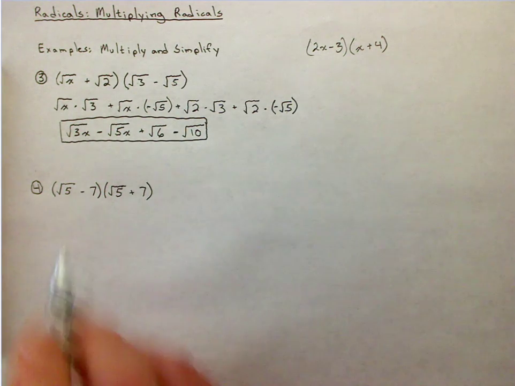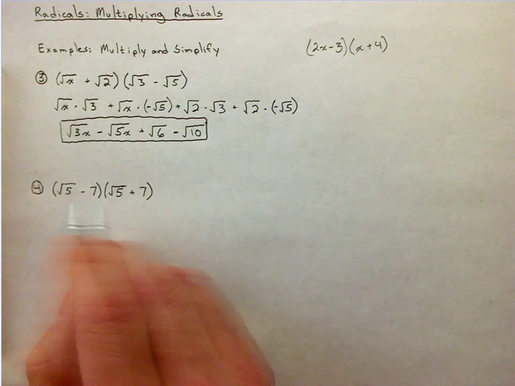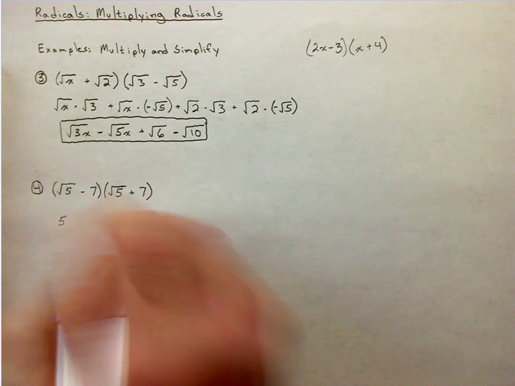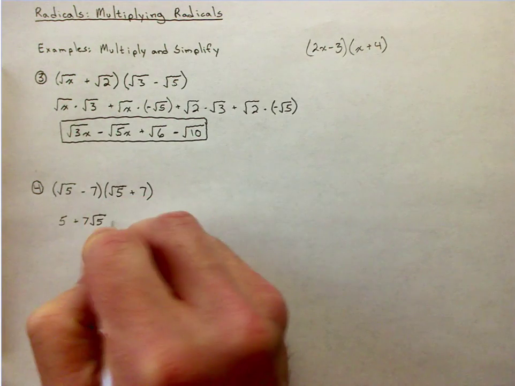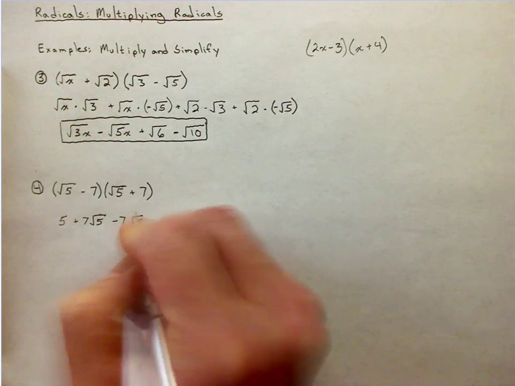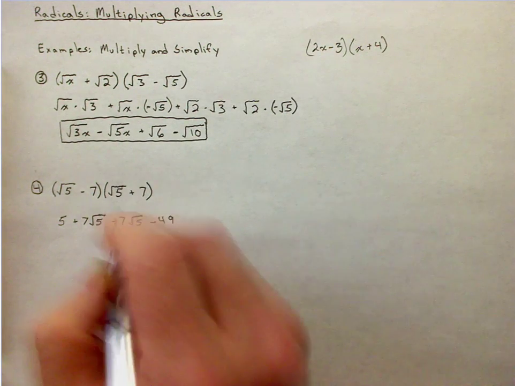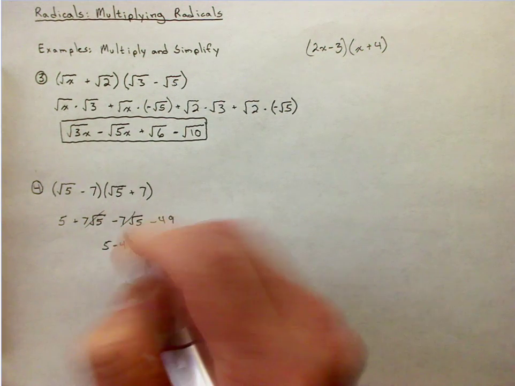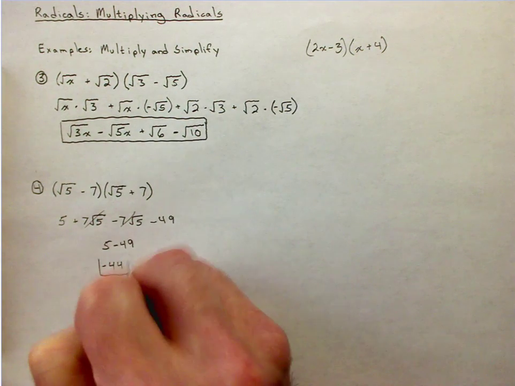So if you would like, pause the video and work this problem. Alright, square root of 5 times the square root of 5 is simply 5. And then plus 7 square root of 5 minus 7 square root of 5 minus 49. Notice my middle terms. They cancel. What am I left with? 5 minus 49, and I have a negative 44.